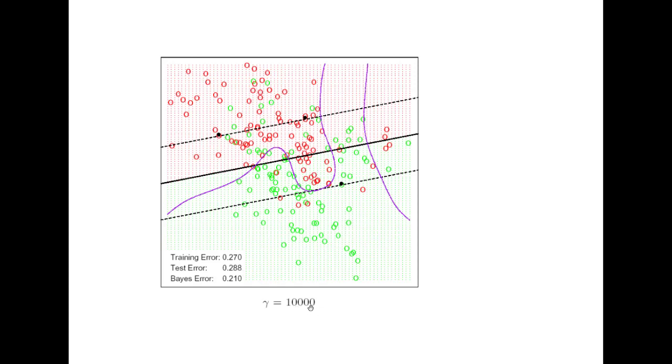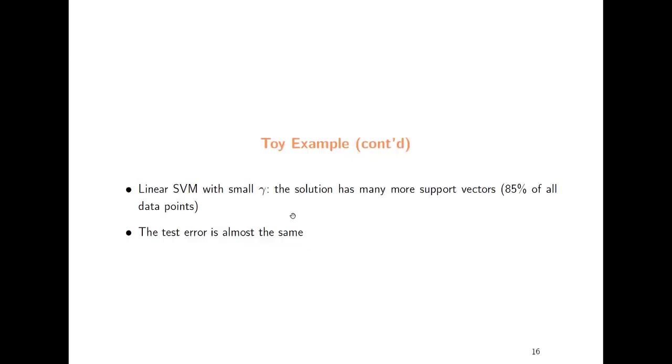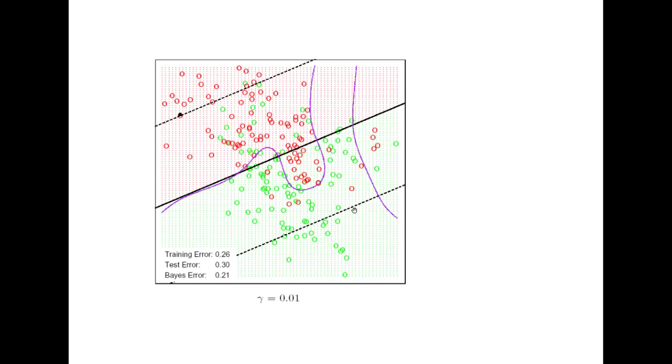Gamma is very large. Then linear SVM with a small gamma. We even have more support vectors, 85%, and the test error is almost the same. It's a little bit worse. But we are seeing that if we allow more slack, we get even more support vectors.